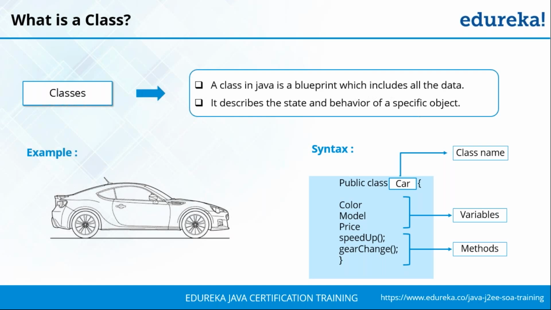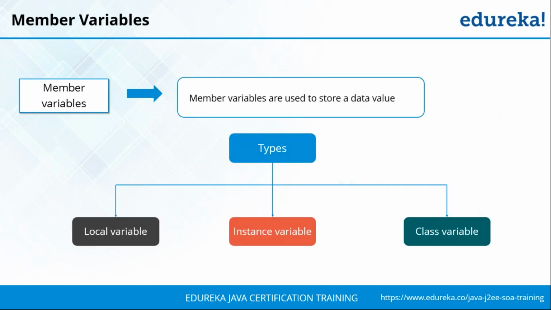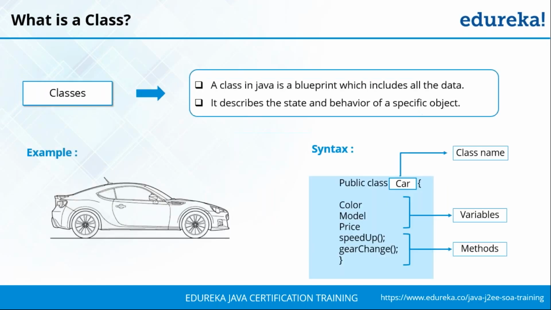So now let's go into detail on what a variable is. A variable is used to store a data value. If I talk about the same example of a car from my previous slide, I took the variables as color, model, and price. Every car must have a color, right? But the values can be different. My car can be black, yours can be red. Or if we talk about model, I may be driving an Audi A4, you may be driving an A6. Similarly, I may be paying a different price, you may be paying a different one.